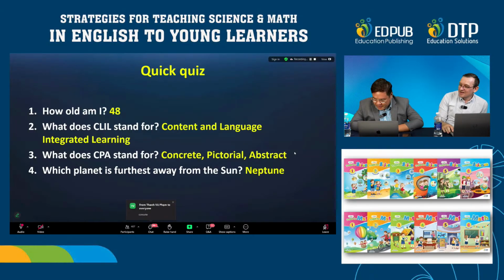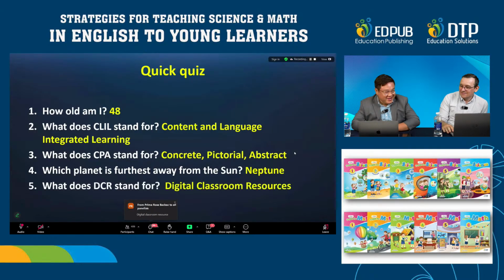And last one, what does DCR stand for in the software? One of our software components, DCR. So what does DCR stand for? Are they ChatGPTing this one? Digital Classroom Resources. Excellent. Yes, very good. Well done. ChatGPT knows what DCR is. Now that's very good. Excellent.